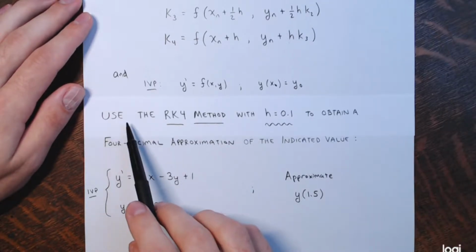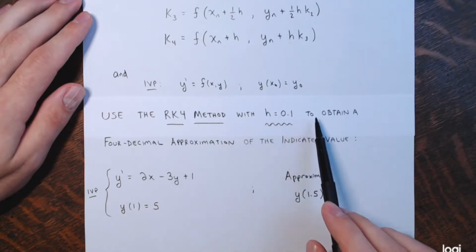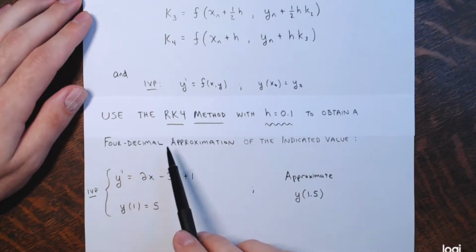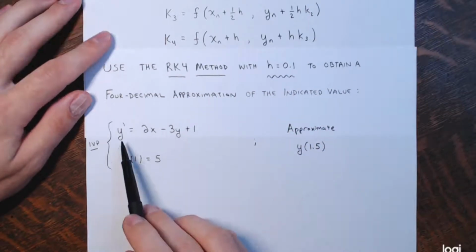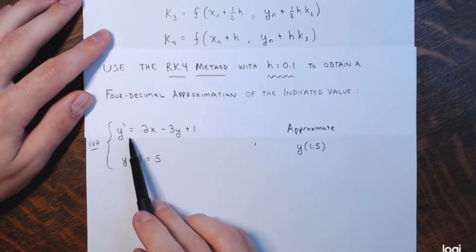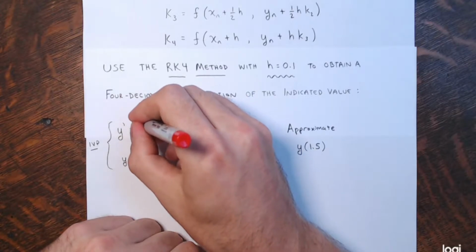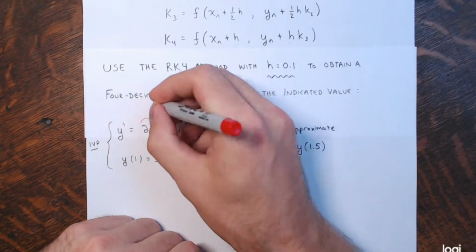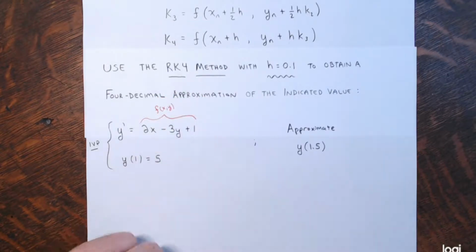So we're asked to use the RK4 method with h equals 0.1 to obtain a 4 decimal approximation of the indicated value. Alright, so here's the initial value problem. We have y prime equals 2x minus 3y plus 1. This 2x minus 3y plus 1 is the f of x, y that was mentioned earlier, the function of x and y that's equal to the first derivative.